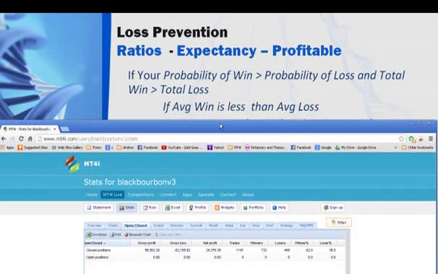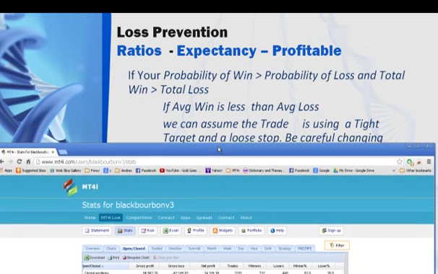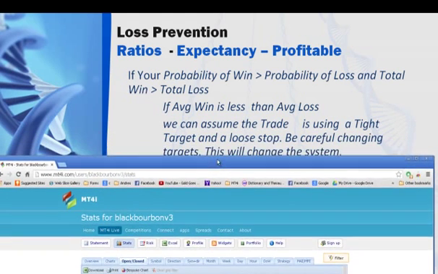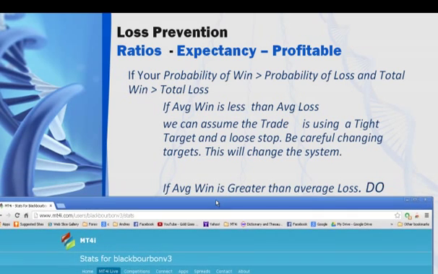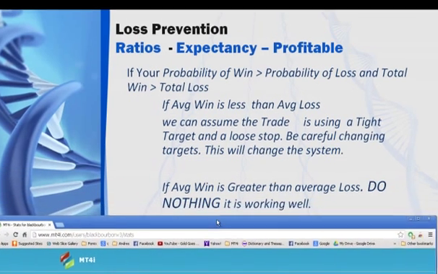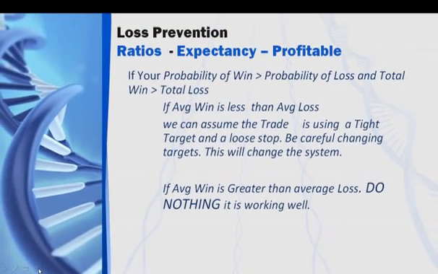If the average win is less than the average loss, we can assume the trade is using a tight target and a loose stop. Be careful changing the targets. This will change the system. If average win is greater than average loss, do nothing. It's working well because our gross profit's greater. So don't do anything to that.